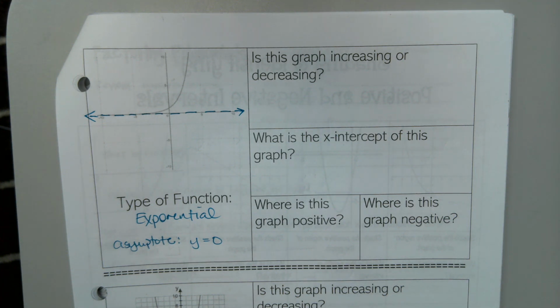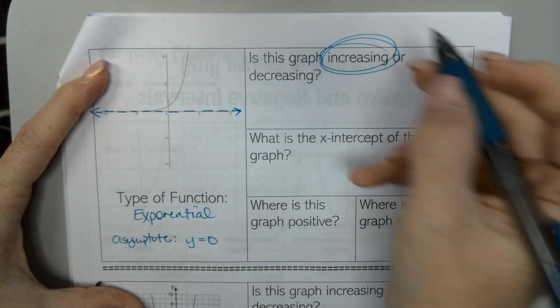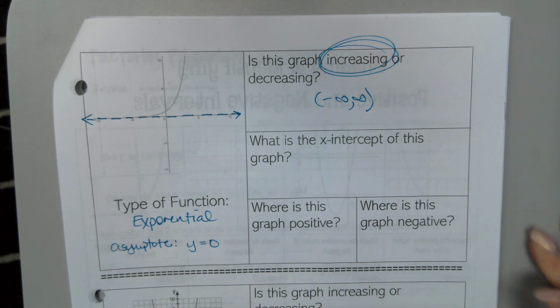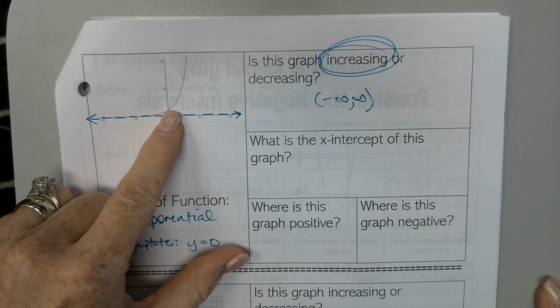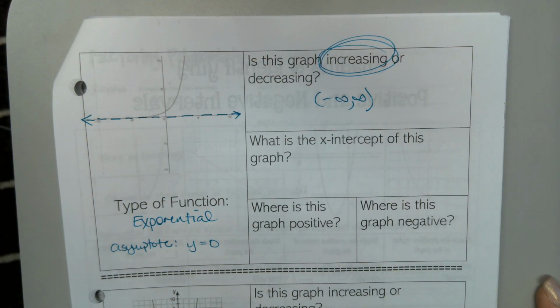What is this graph doing from left to right? Increasing or decreasing? It's increasing, okay? It's increasing from negative infinity to positive infinity, the whole thing. It looks like it's going to kind of level out there and be constant, right? That's what it looks like. But mathematically, we know that the graph is going to get closer and closer and closer to that line. We can always add another decimal, right? All right.